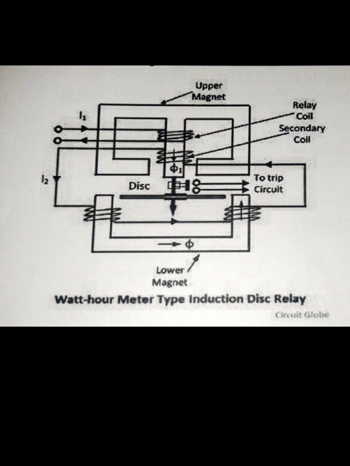The flux phi 1 is induced in the E-shaped magnet and the flux phi is induced in the U-shaped magnet. These fluxes induced in the upper and lower magnets differ in phase angle by theta, which develops the driving torque on the disc, proportional to phi 1 and phi times sine theta. The most important feature of this relay is that opening and closing the secondary winding circuit can control its operation. If the secondary winding is opened, then no torque will be developed and thus this relay can be made inoperative.